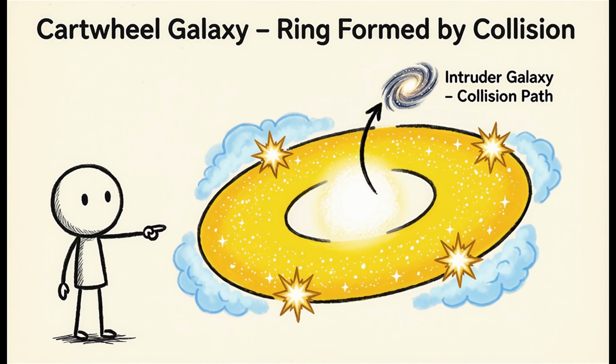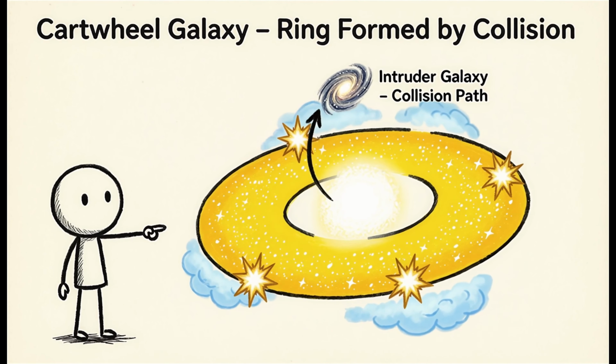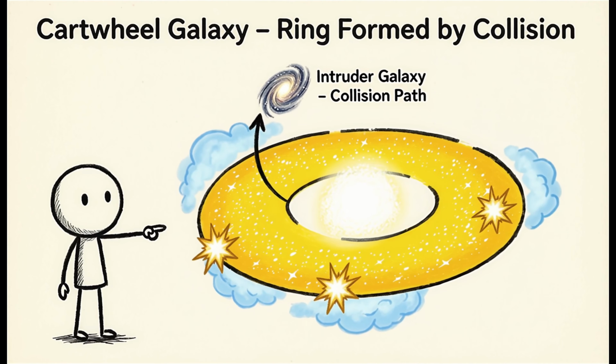The famous Cartwheel Galaxy, with its ring-like shape, is a prime example. Its form the result of a smaller galaxy punching straight through its disk.